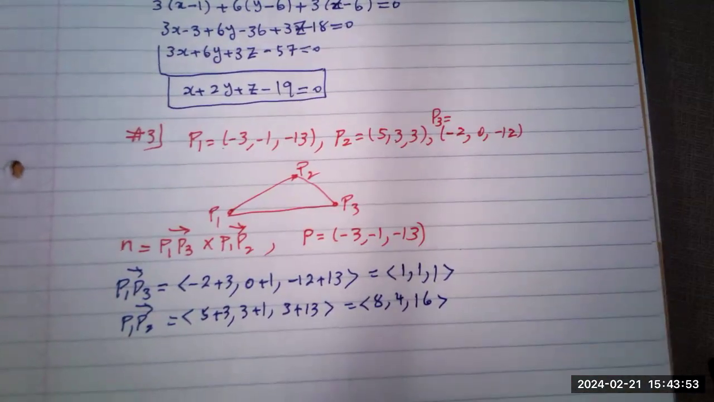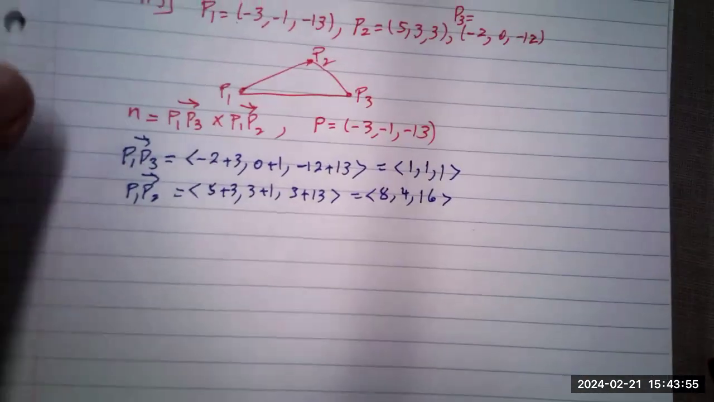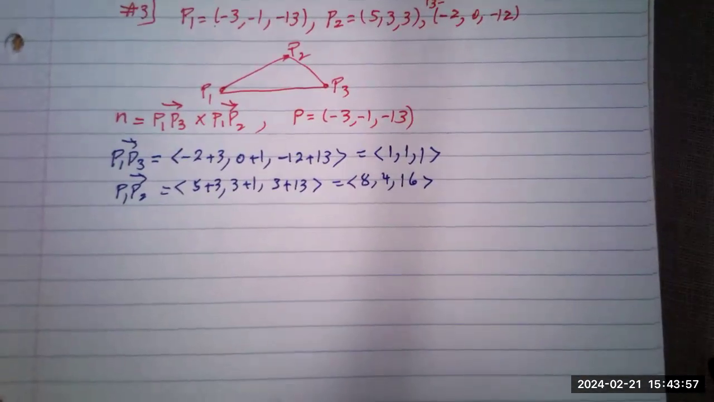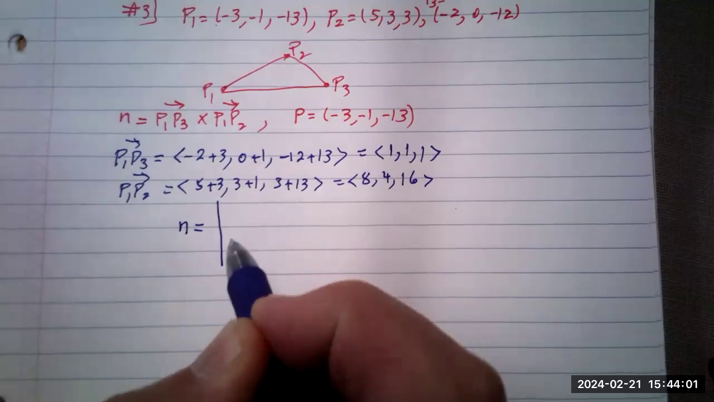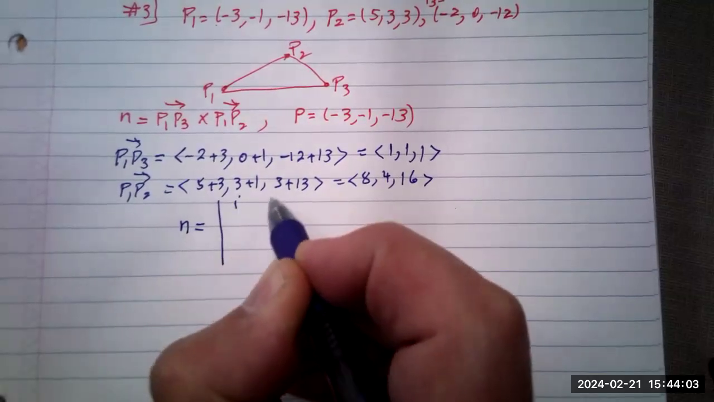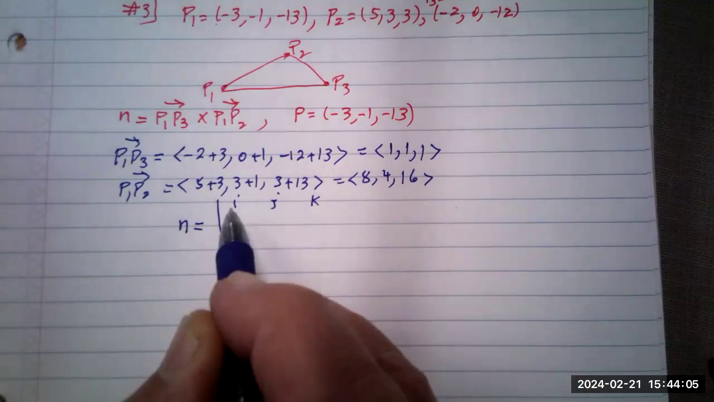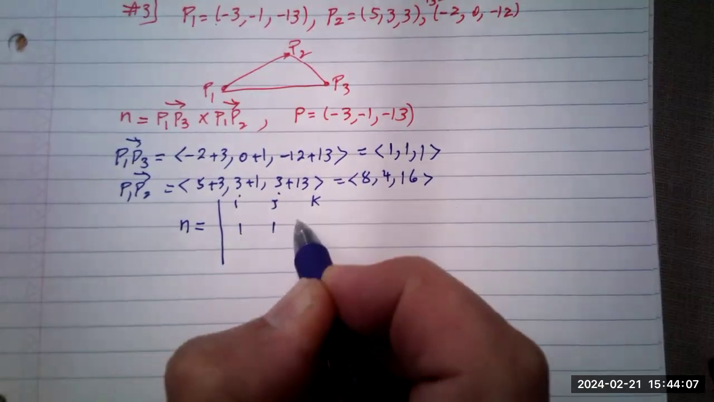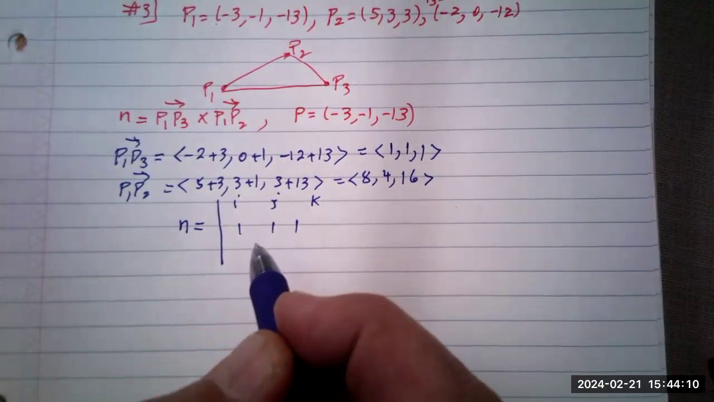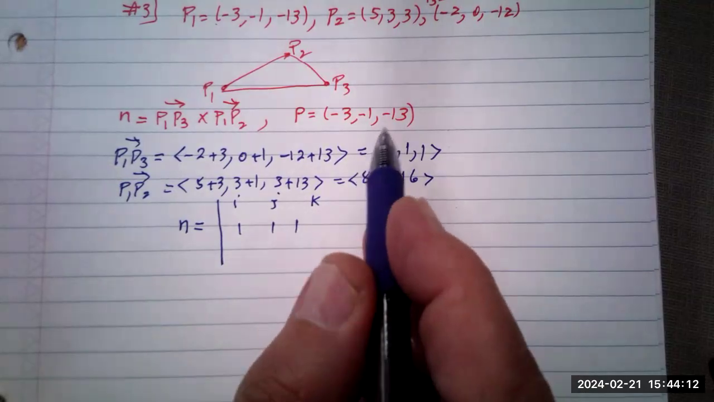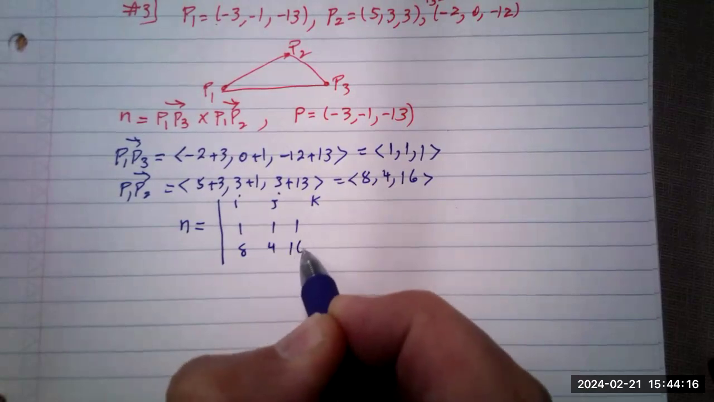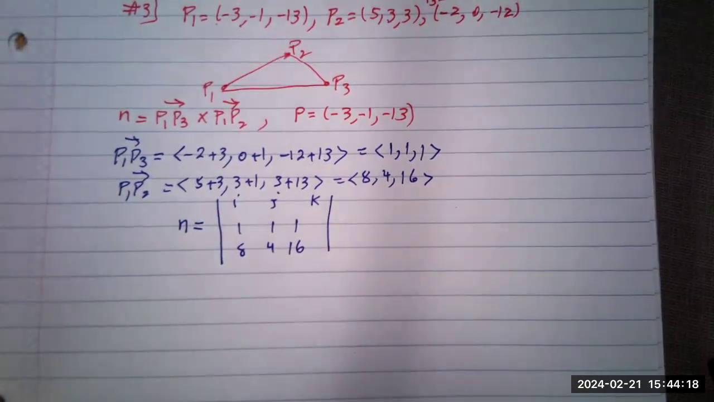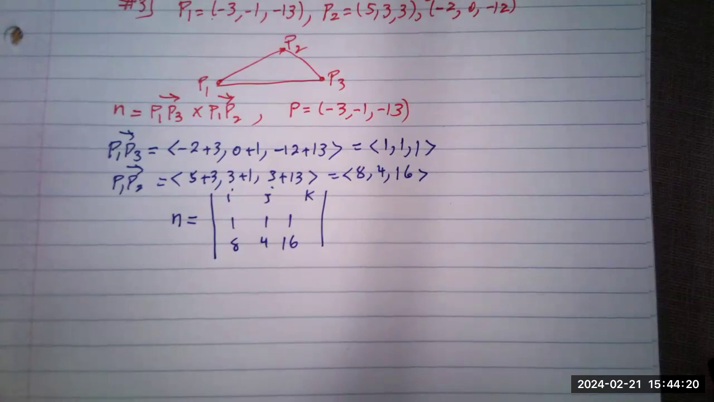Now the cross product is going to be the determinant of a matrix. So N, the normal that you are interested in, is going to be the determinant of this matrix: I, J, K. The first row is 1, 1, 1, and the second row is 8, 4, and 60. So we get this one, then you're done.